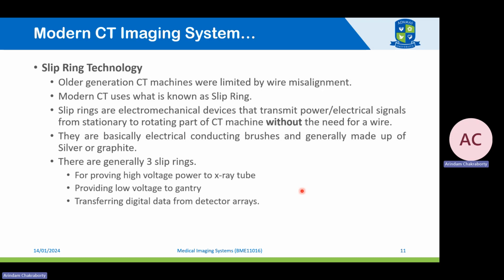They are basically electrically conducting brushes, generally made of silver or graphite. So there are three types of slip rings.